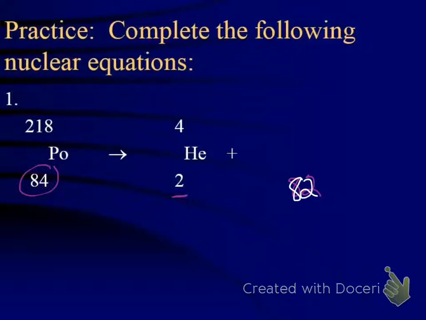Now on the top, what plus 4 will equal 218? 214. Now we identify elements with their what? Atomic number. Look at the chart and tell me what element is 82. Lead. So we have lead, Pb. Now this is balanced. Let's do another one.